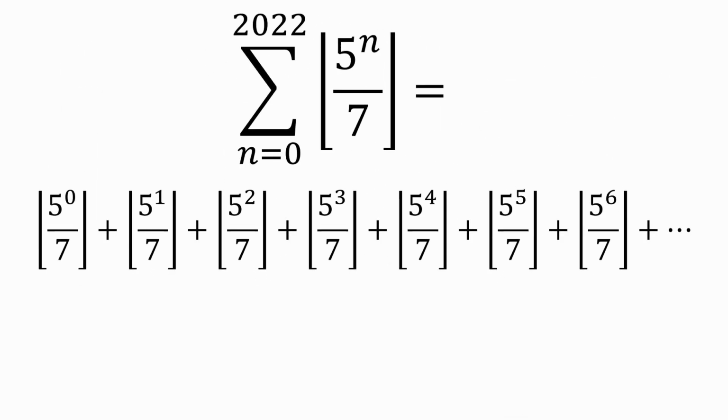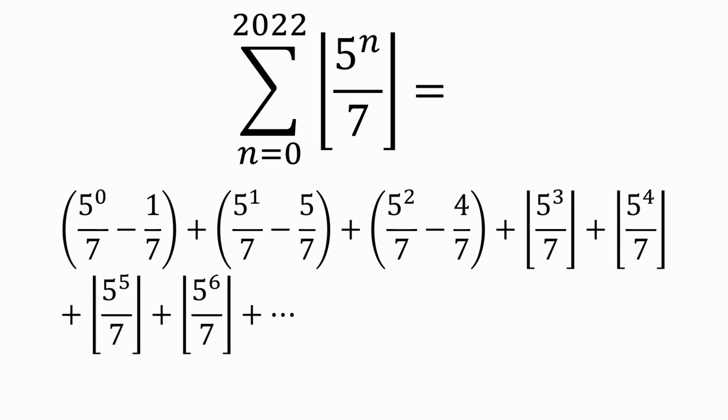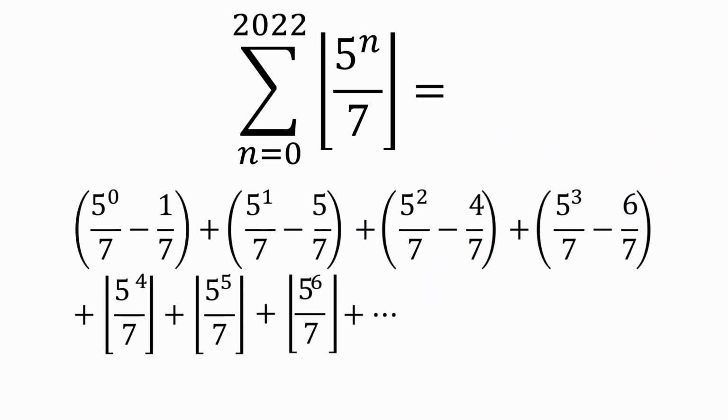Now that we've got the hang of this new way to write each term without the floor symbol, let's evaluate some more terms to see if a pattern emerges. We already know the first three terms, so let's write them once again. The fourth term is the floor of 5 cubed over 7, which leaves a remainder of 6 when divided by 7. So I can replace that term with 5 cubed over 7 minus 6/7.